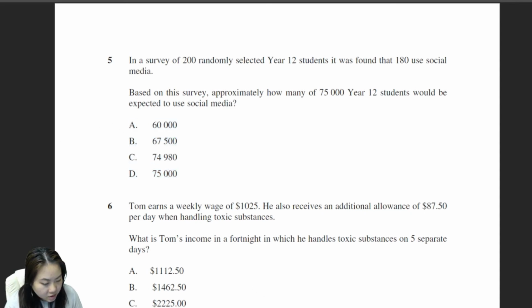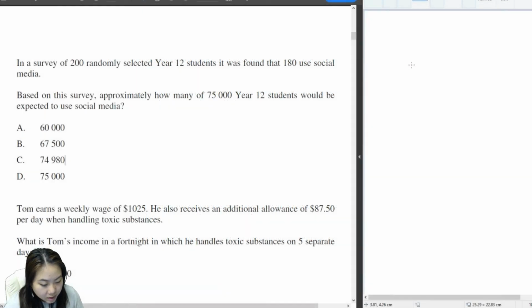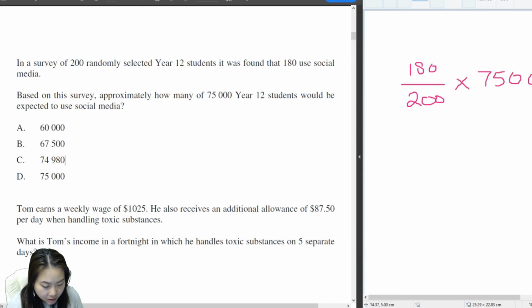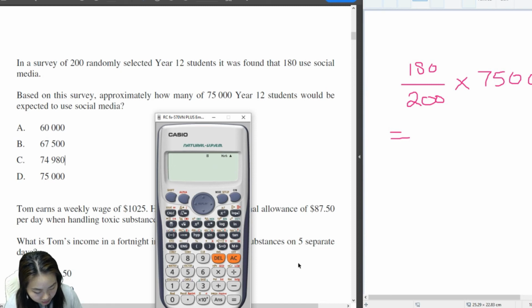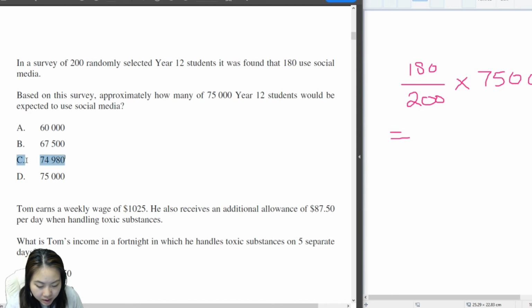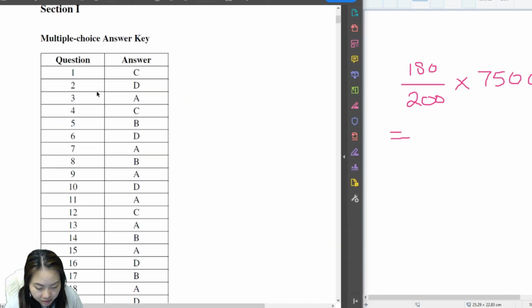I'm going to bring my trusty working out paper. Now we know that 180 people out of 200 use social media. So we could use the same fraction of the 75,000 people and we'll find out how many out of 75,000 use social media. So 180 out of 200 is 9 out of 10 times 75,000, 67,500. I'm pretty happy with that number. This is way too high, by the way. 74,980. It's pretty much everybody. So this is pretty much out of the question for me as well. We got this answer. And you know what? I'm not even going to bother. I'm pretty sure that one's right. So 5B. Good.